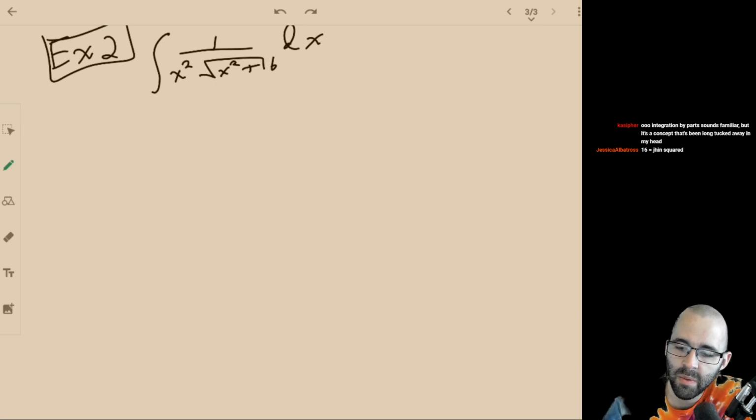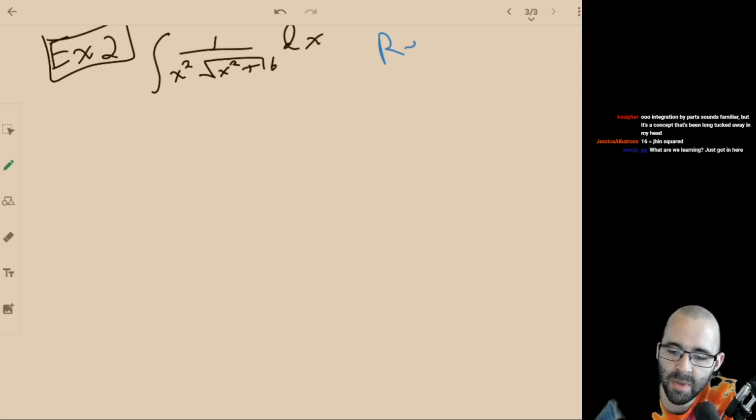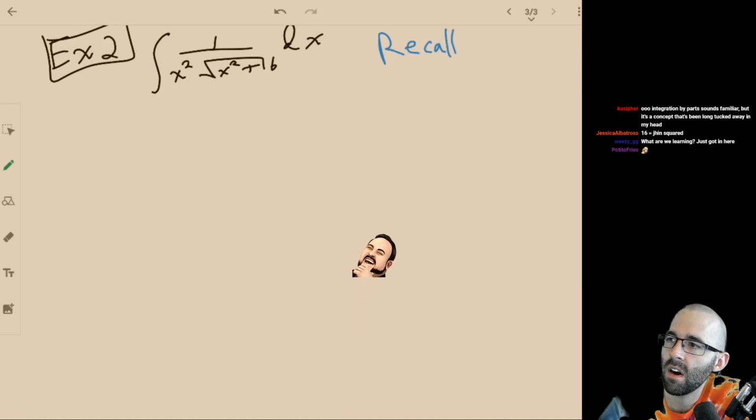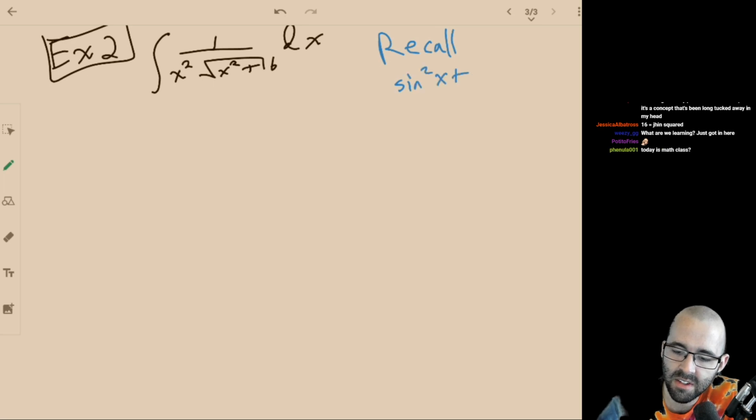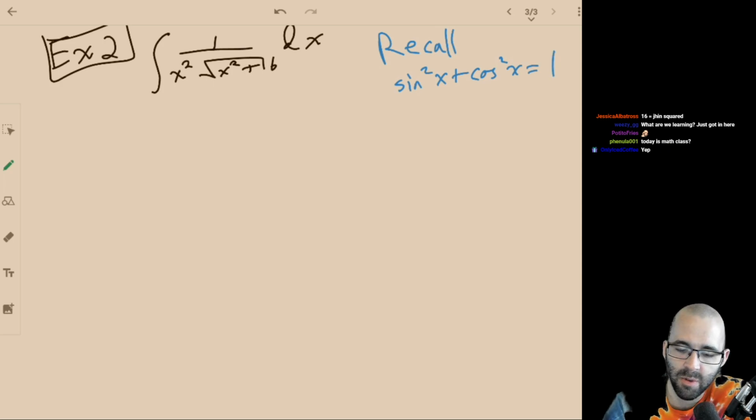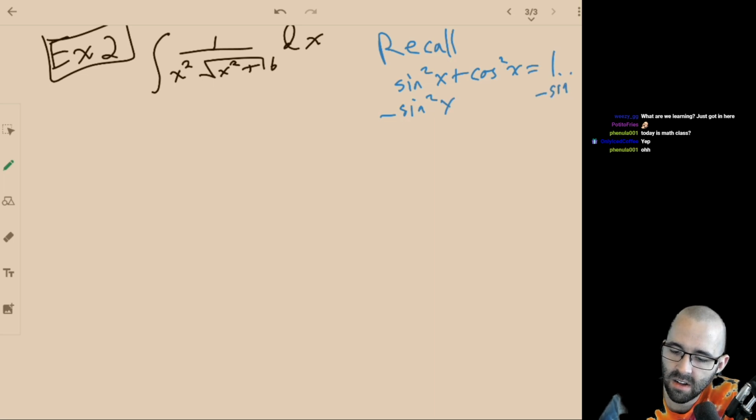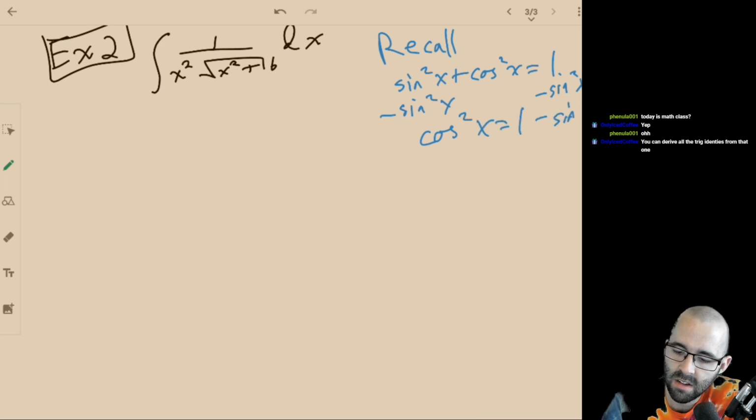The way we can decide is to remember the trigonometric identities. The big ones are what's called the Pythagorean identities. One of the big ones is sine squared of x plus cosine squared of x equals 1. For this class, this is usually not the form you want. Subtract sine squared x from both sides, and you get cosine squared of x equals 1 minus sine squared of x. This is a very common one to use.